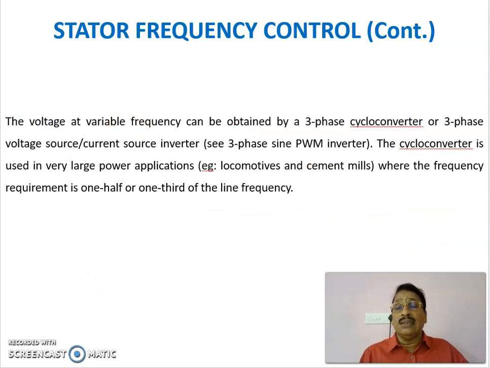The voltage at variable frequency can be obtained by a three-phase cycloconverter or a three-phase voltage source or current source inverter. The cycloconverter is used in very large power applications like locomotives and cement mills, where the frequency requirement is either 1/2 or 1/3 of the supply frequency. But normal applications for induction motor control will be using PWM, sine PWM techniques to control the voltage and frequency. That we'll be seeing in the next slide.